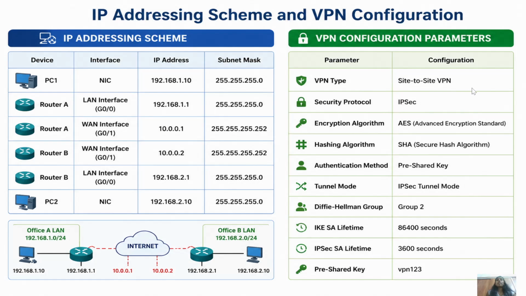VPN type over here is site-to-site VPN. Security protocol is IPsec. Encryption algorithm is Advanced Encryption Standard. Hashing algorithm is SHA, Secure Hashing Algorithm. Authentication method is pre-shared key. Tunnel mode is IPsec tunnel mode. These are the other parameters that have been required.